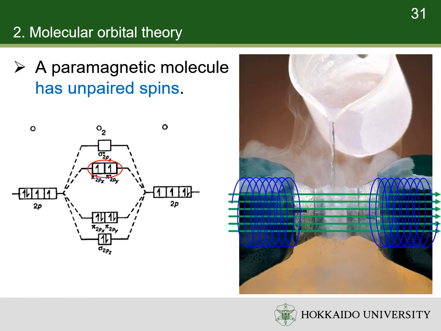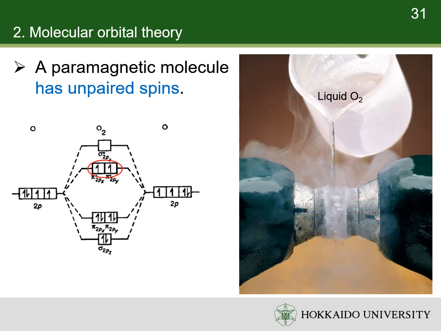A super strong magnetic field is produced between two electromagnets. Then, liquid oxygen is poured into the gap between the two electromagnets. Instead of falling off, the liquid oxygen is stuck in the gap. The reason is that the magnetic field inside the gap is stronger than that outside the gap. So, the liquid oxygen is attracted towards the stronger magnetic field. It proves that oxygen is paramagnetic. The molecular orbital theory successfully predicts the paramagnetism of oxygen.